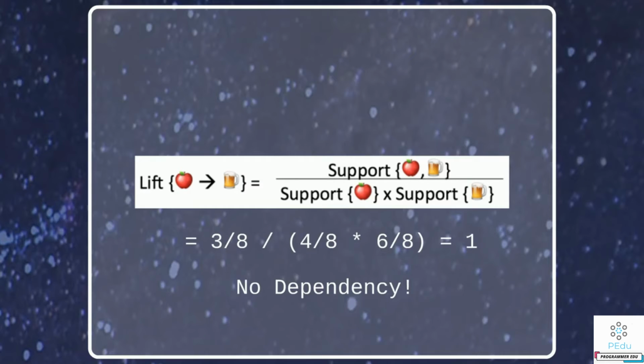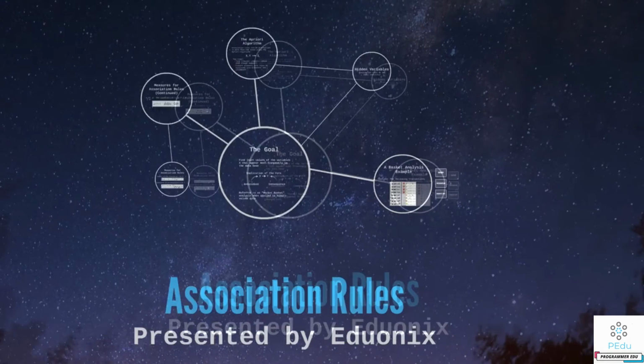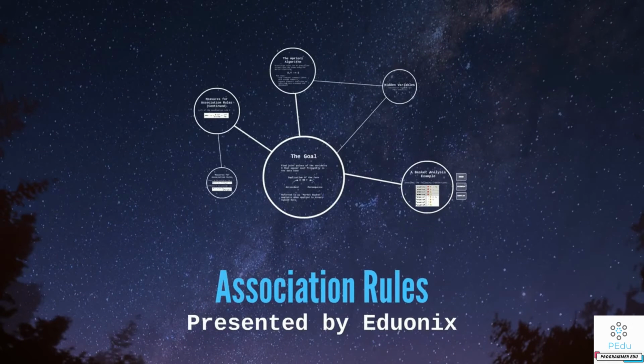The a priori algorithm is going to sort through your entire database, all of your transaction data, and try to look for some of these rules. And then you can use those in your marketing. So this is association rules in a nutshell. Just a quick video to introduce the topic.